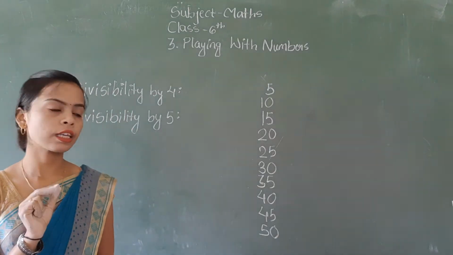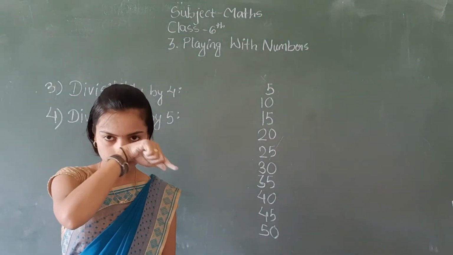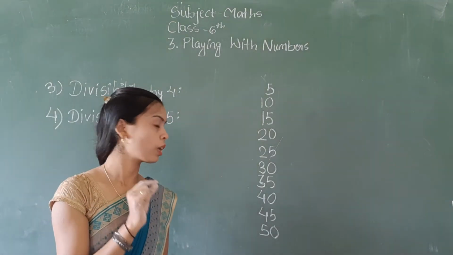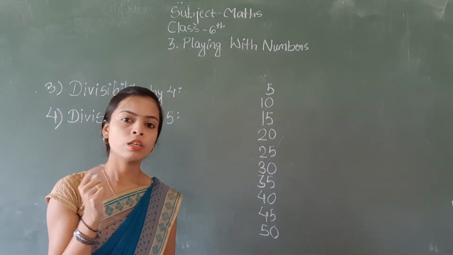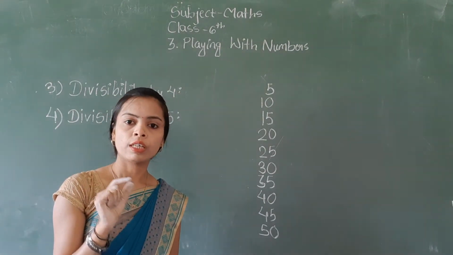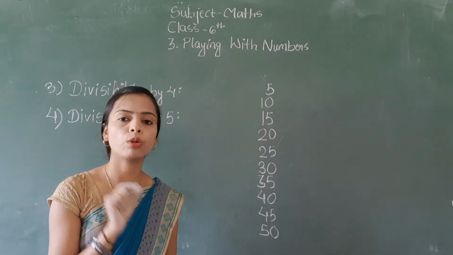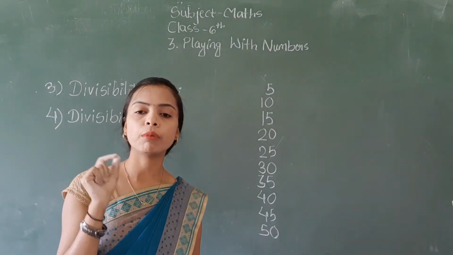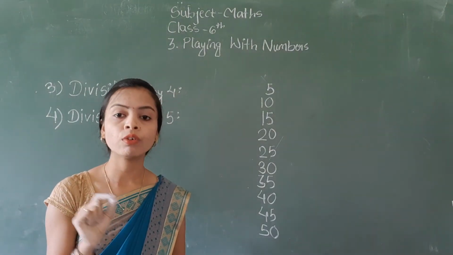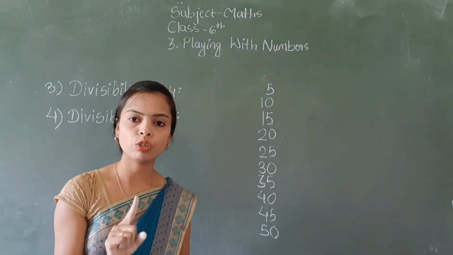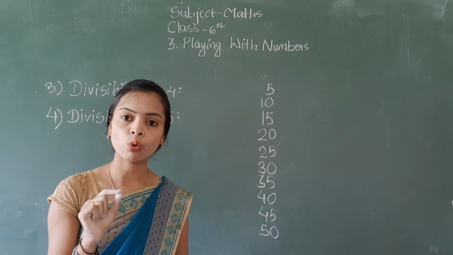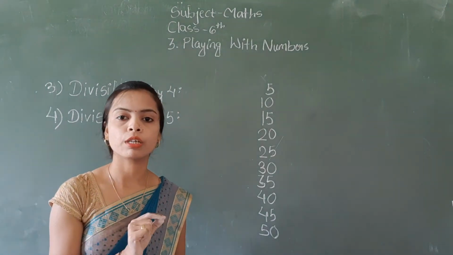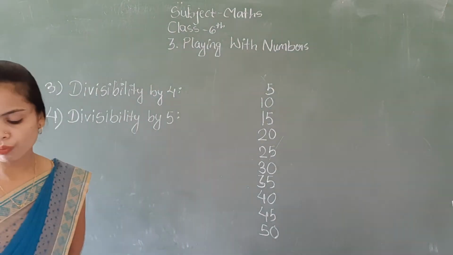If you look carefully at the table of 5, the multiples of 5, you can say that the unit place is either 0 or 5. Other than that, you will not find any other digit at the unit place. That means in the multiples of 5, the unit place is always either 0 or 5, and this is the divisibility of 5. So what is the divisibility of 5?